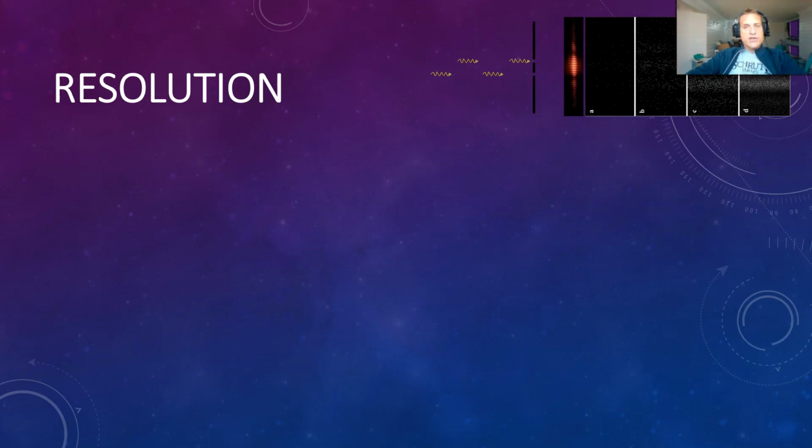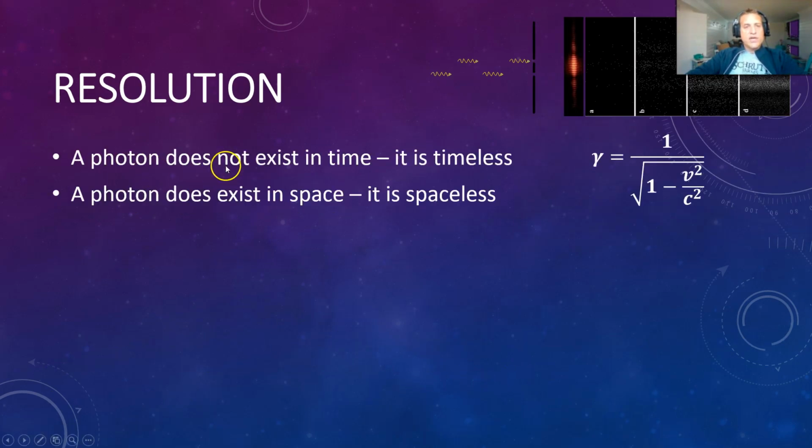So resolution then, how can we work towards a resolution? So again, a photon does not exist in time. It's timeless. A photon does not exist in space. It's spaceless. And of course, here's the equation which shows that. This is gamma, the Greek letter gamma. It just shows the factor to which time is shrunk and space is shrunk. And so for a photon, which has this speed that we just call c, then its velocity v here becomes c. So you have 1 minus c squared over c squared. So that's 1 minus 1, which is 0. The square root of 0 is 0. So you have 1 over 0, which is infinity.